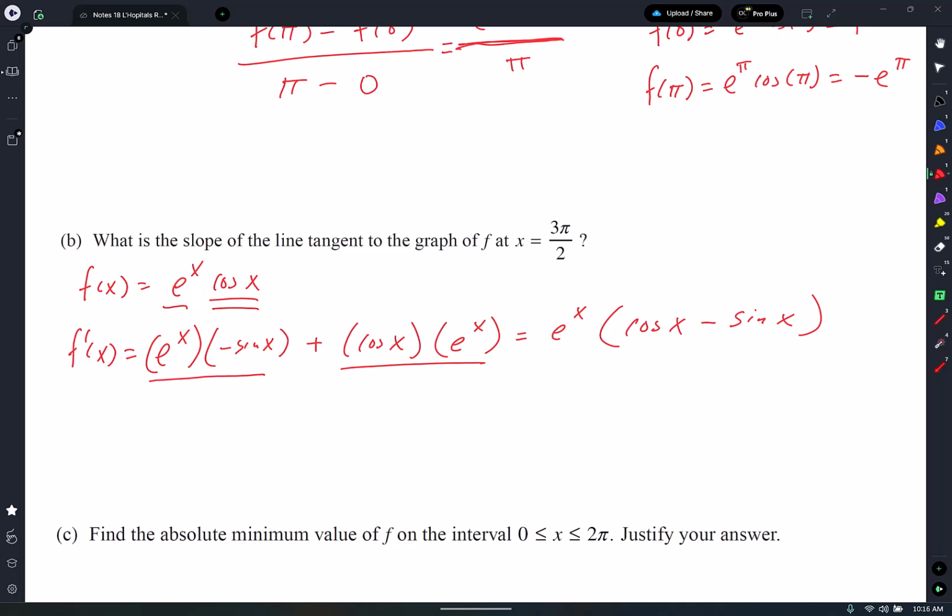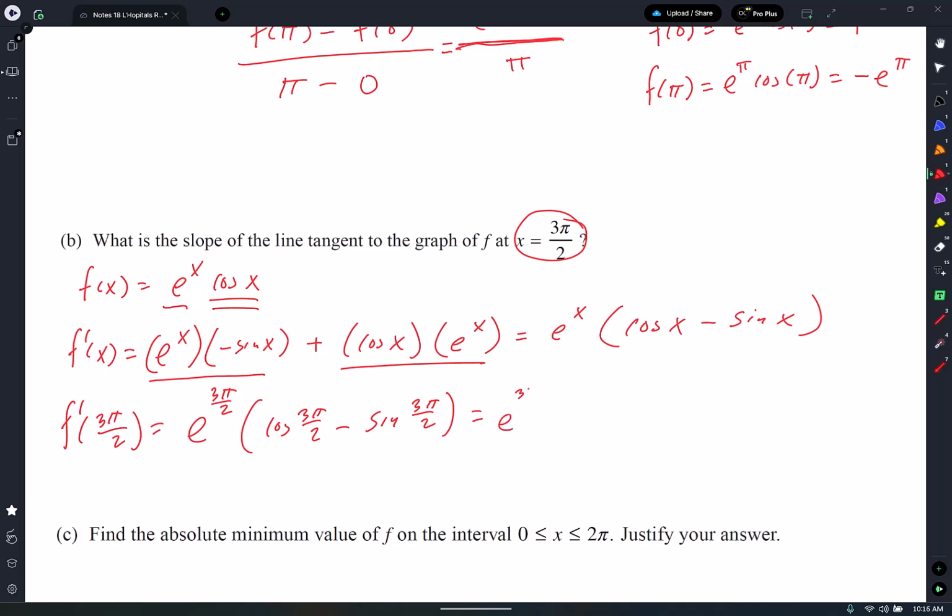What am I going to plug in? There we go. f prime of 3π over 2 equals e to the 3π over 2. We have no idea what that number is. Leave it alone. Parenthesis, cosine of 3π over 2 minus sine of 3π over 2 equals. So a little bit of pre-calc, not extreme, and I'll slow down.